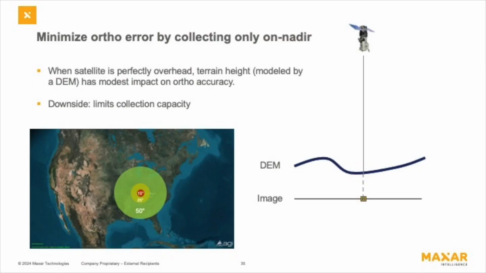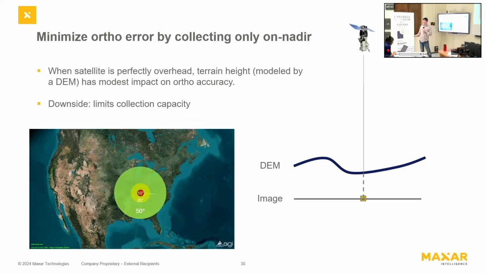How can you reduce or minimize the error? You just collect everything at nadir. That will solve several issues. But again, that will really limit the collection capacity. And often when there is, like, a disaster and you want to collect everything, you are going to be opening up all the collection geometries as much as you can. Even 50 degrees off nadir is fair game. So you need to be prepared for those types of situations, especially because time really matters.